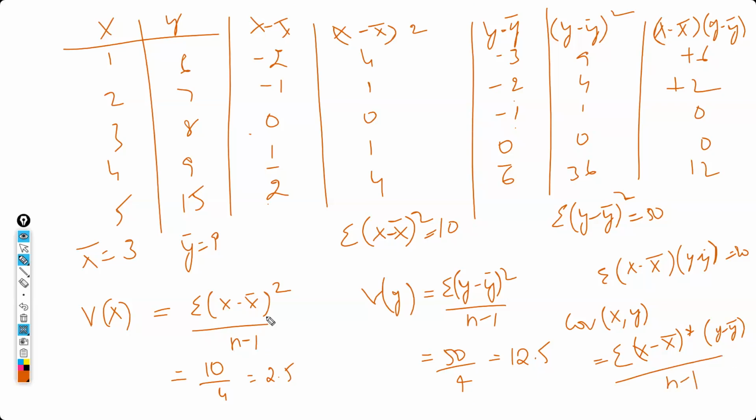Instead of multiplying x minus x bar into x minus x bar, if you multiply with the same variable 2 times, it is called variance. If you consider 2 variables, it is called covariance. Sigma of (x minus x bar) into (y minus y bar) divided by n minus 1, in this case is 20 divided by 5 minus 1, which is 4, giving 5. This is the covariance. Variance of x, variance of y, and covariance of x comma y. Clear?